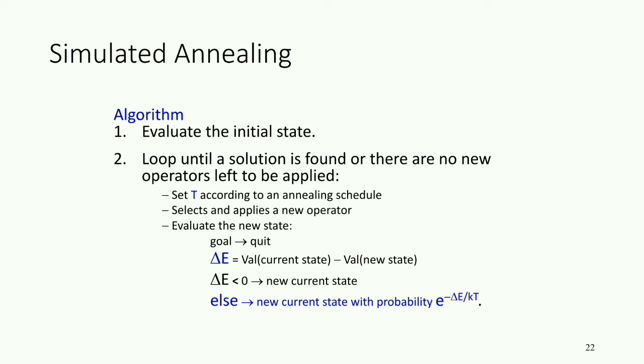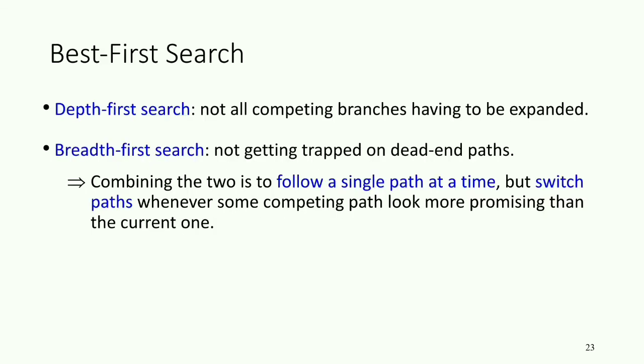The algorithm for simulated annealing is here. First, evaluate the initial state. Step 2, loop until a solution is found or there are no new operators left to be applied. Set t according to an annealing schedule, select and apply a new operator, then evaluate the new state. If the new state is a goal state, then quit. Otherwise, determine the change in energy, delta E, which is equal to the value of the current state minus the value of the new state. If delta E is less than 0, then make it the new current state, else make it the new current state with probability e raised to minus delta E upon k into t.